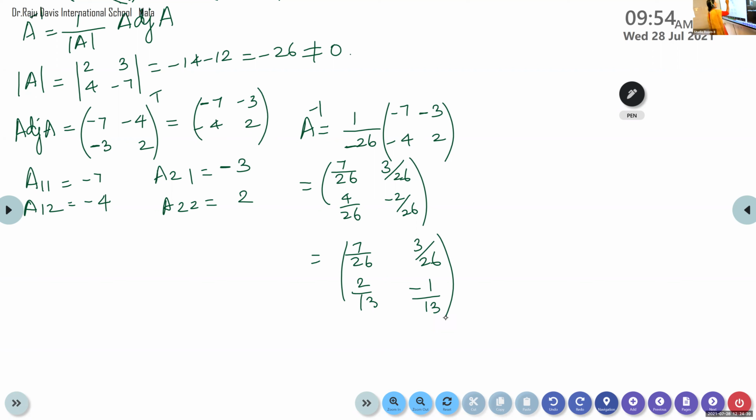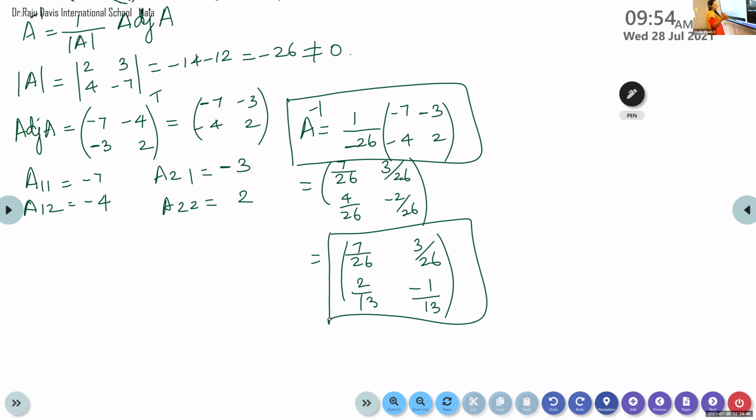Keep it in fraction itself, don't convert it into decimal. Sometimes the answer will be up to this stage, sometimes like this. They will keep the determinant outside, sometimes they will take it inside. So, you select the option accordingly.